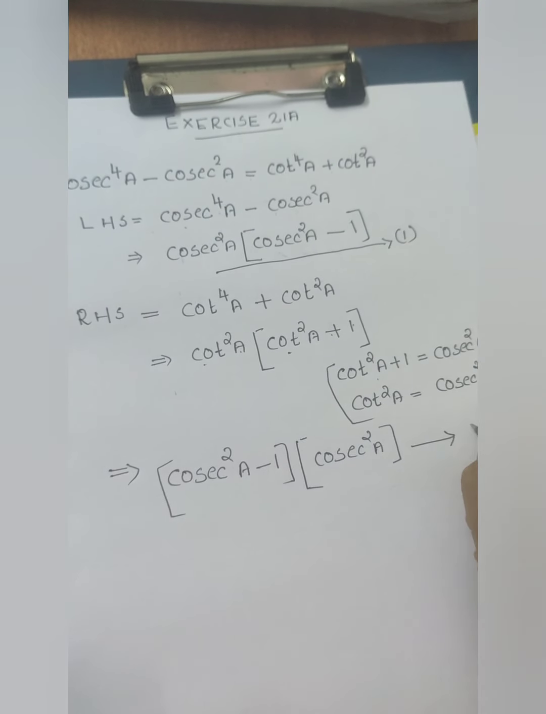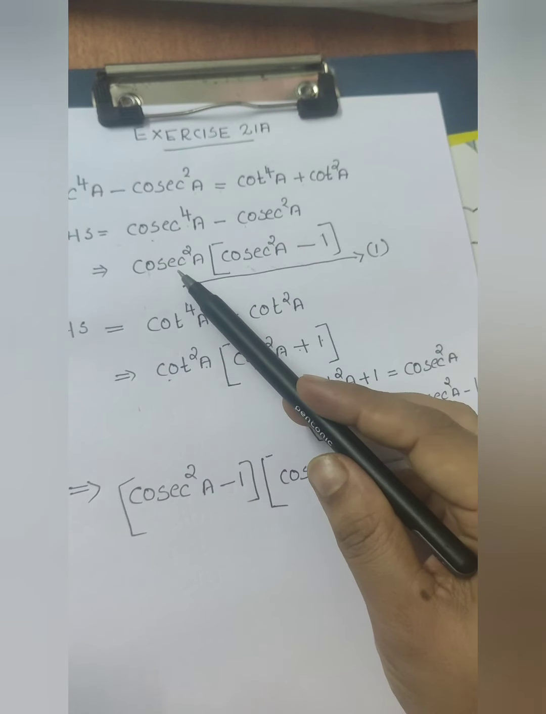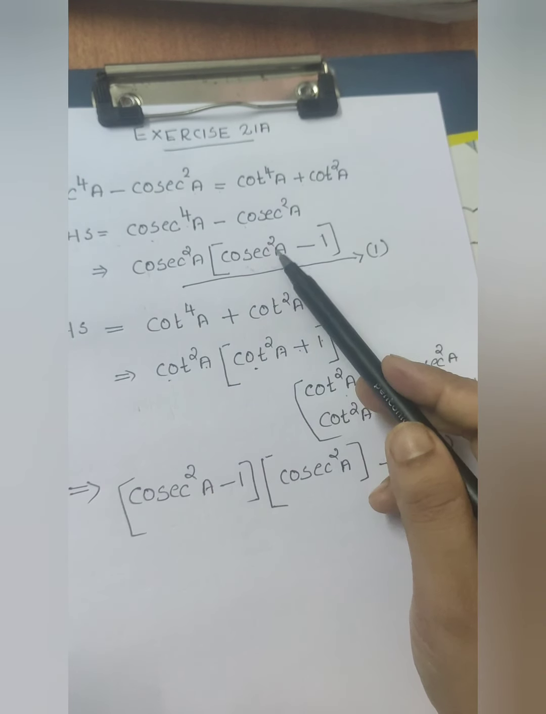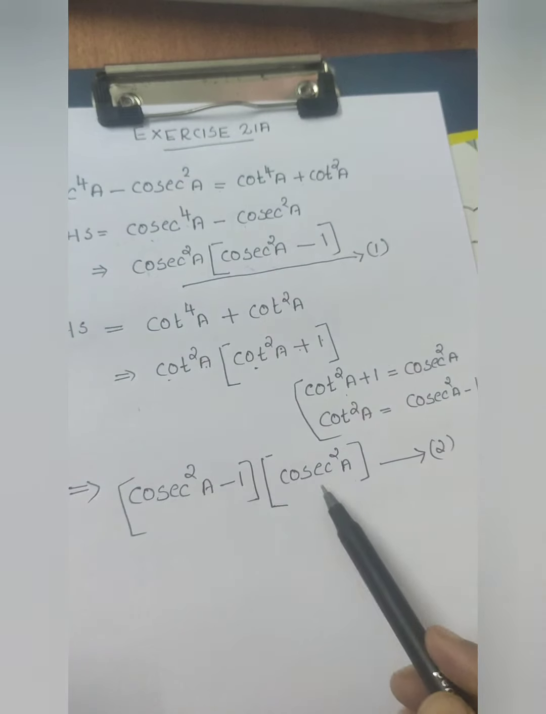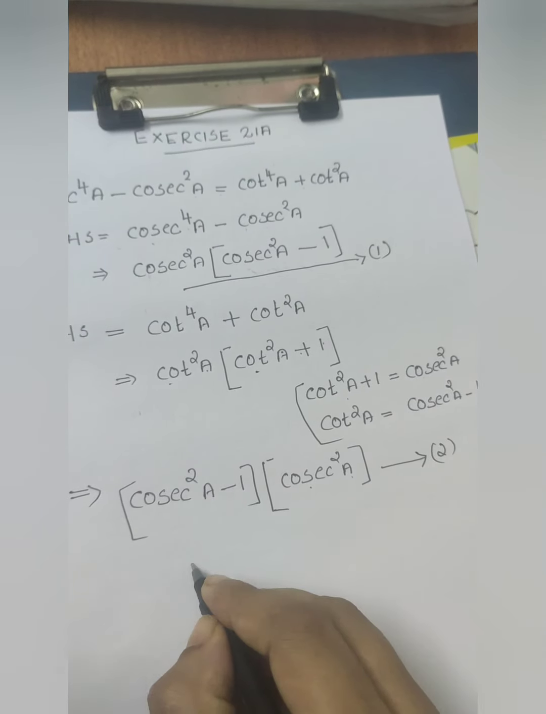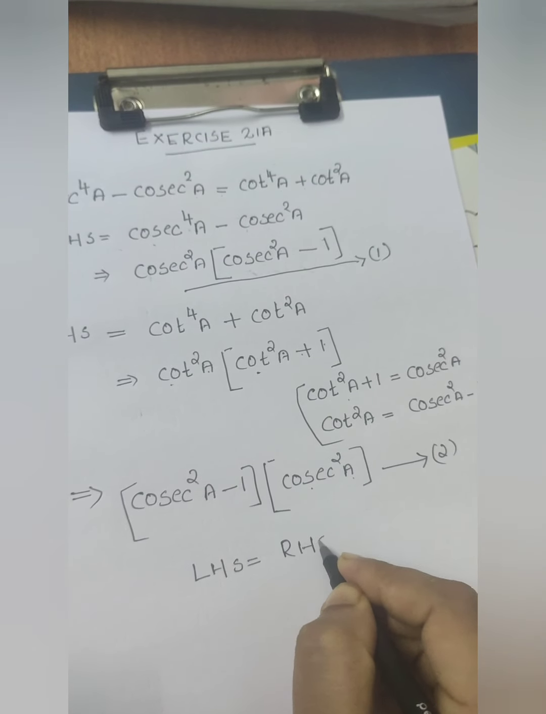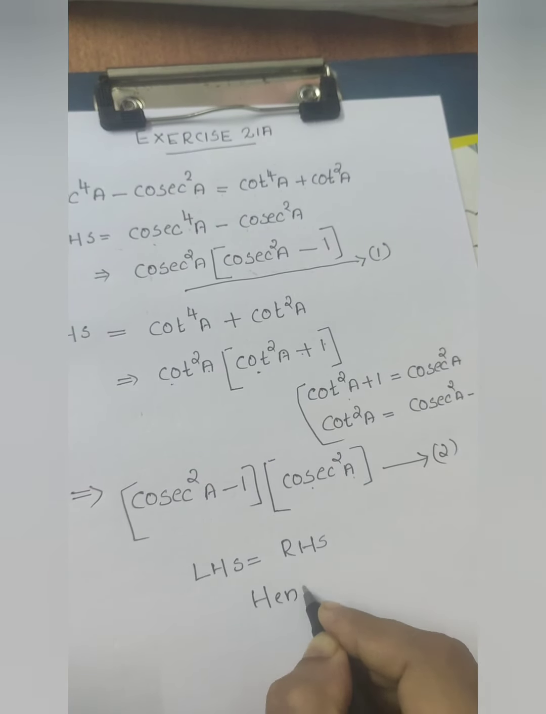This is equation number 2. Now we can see that from our equation number 1, cosec square a into cosec square a minus 1. Here also cosec square a into cosec square a minus 1, which is equal. LHS equal to RHS. Hence we proved.